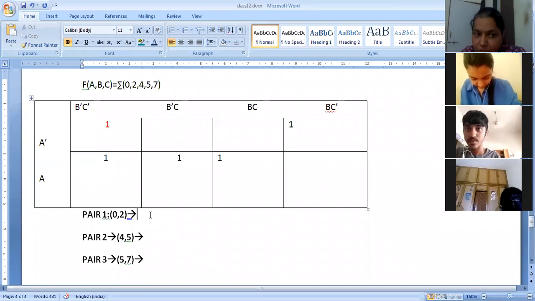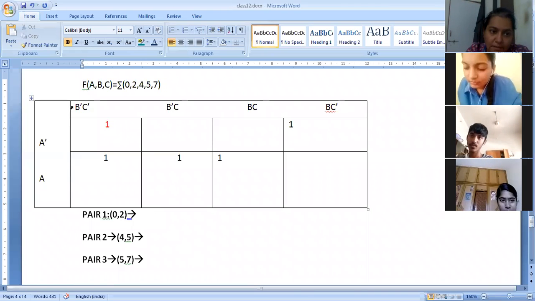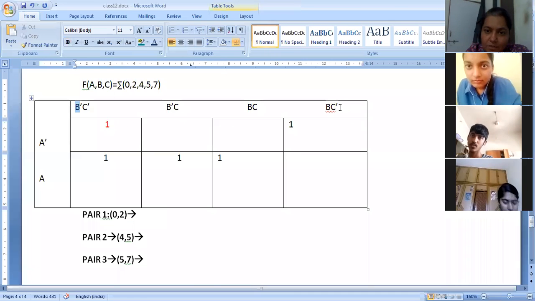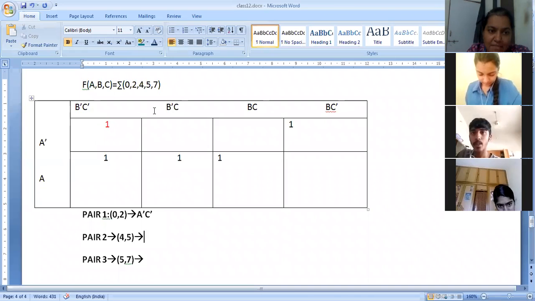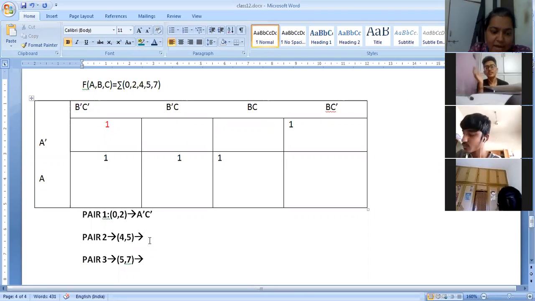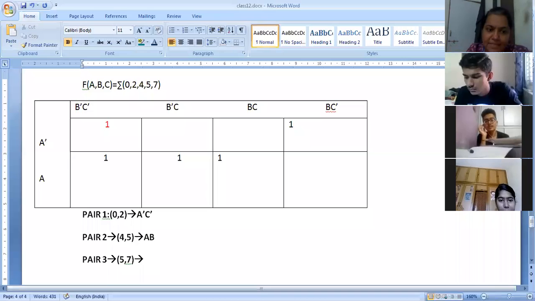So B and B bar will nullify each other. Can you see B bar and B here? A bar, C bar. A bar, C bar. What is left for the first one? A bar, C bar. So what is the answer? A bar, C bar. Where is 4, 5? These two: B and B bar are gone. So B bar, C. The answer: A, B bar.